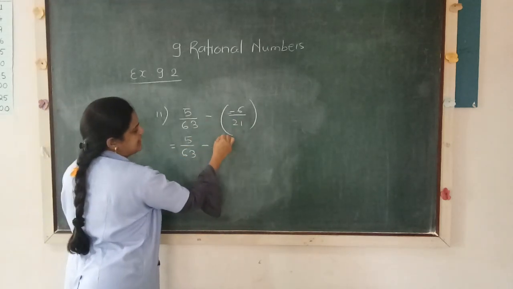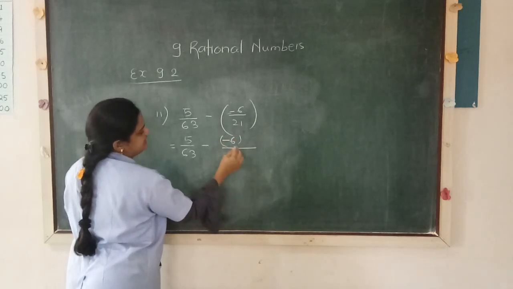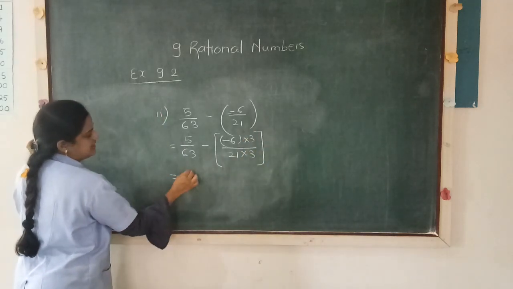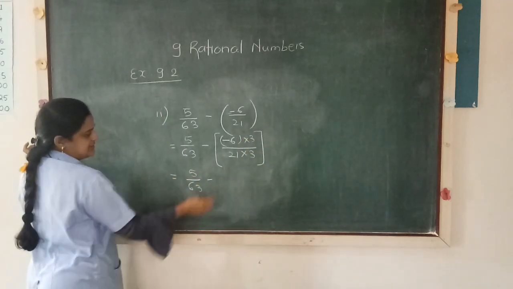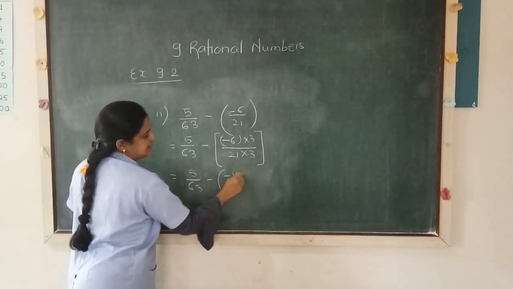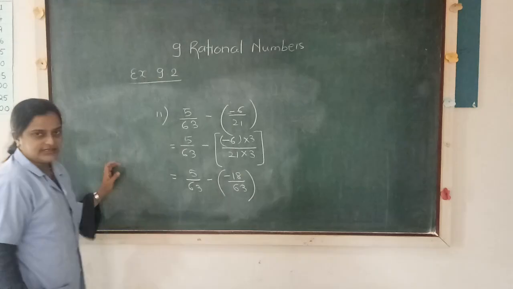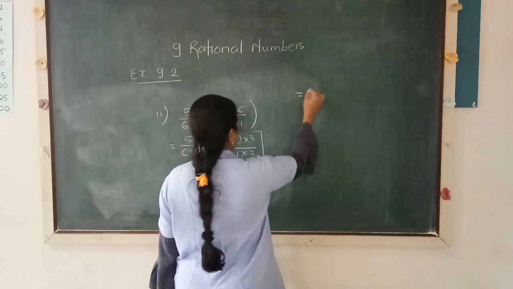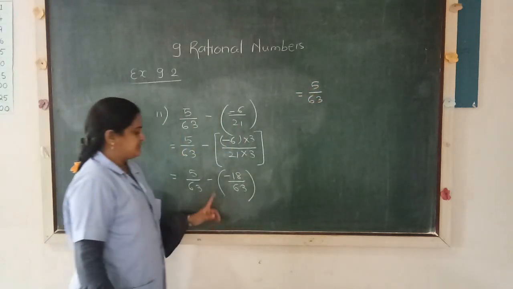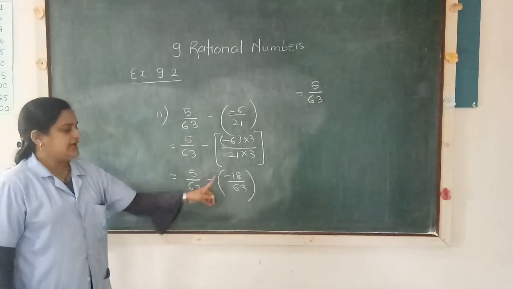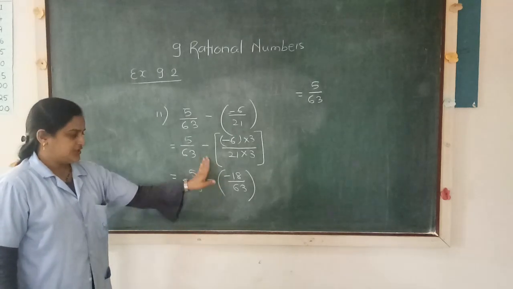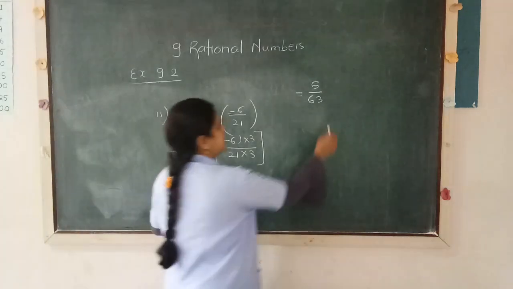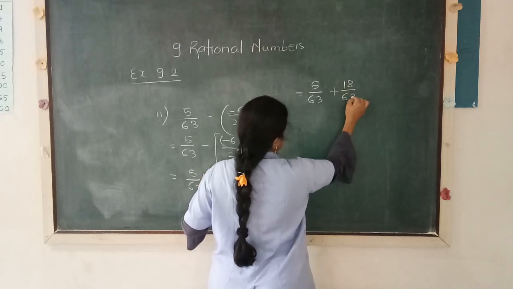Minus, now I will not write the bracket but minus 6 upon 21, better I will write it, into 3. Okay, I will write it in this way. So 5 upon 63 minus, this is minus 18 upon 63. Is that clear? So now the denominators are equal. I can easily operate the numerators. Now as we have studied for integers, if there is a minus sign outside the bracket, the sign of the bracketed quantity changes. So this minus sign will have an effect on this and this will become plus. So it will be plus 18 upon 63.